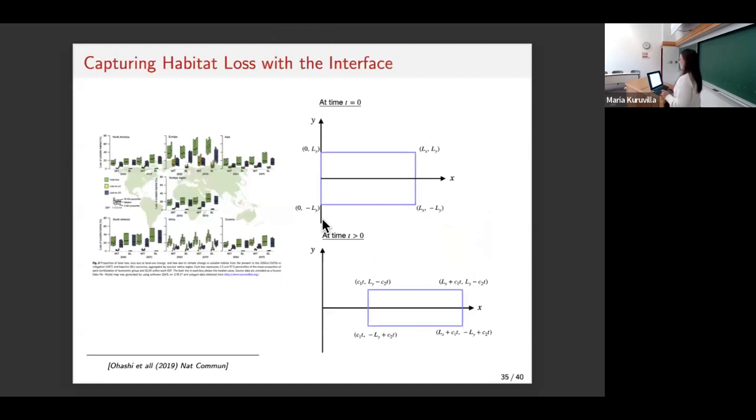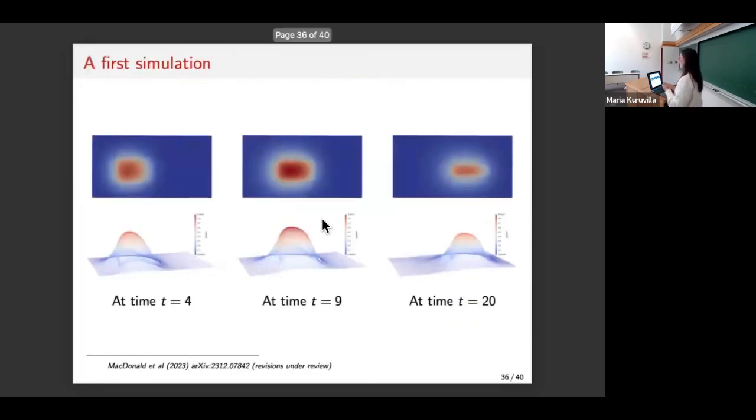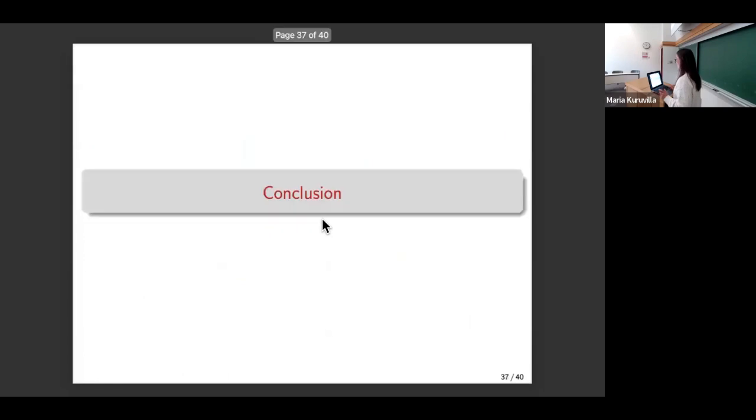And I guess I will skip this one because I have no time, sorry. It's preliminary anyway, but we do have some 2D simulations for a shrinking domain. So this would be something I'm interested in doing.